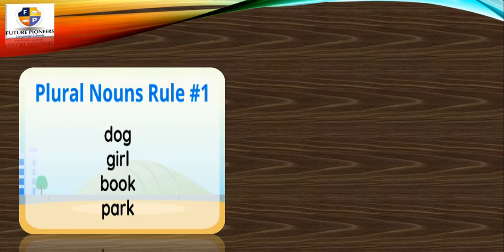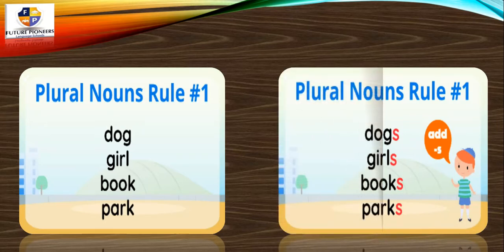Plural nouns. Rule number 1. Look in here. Examples: dog, girl, book, park. This is the singular noun. But when we are going to change them to plural, we are going to add s at the end of the word. Dog, dogs, girl, girls, book, books, park, parks. This is rule number 1. We add s at the end of the word to make it plural.